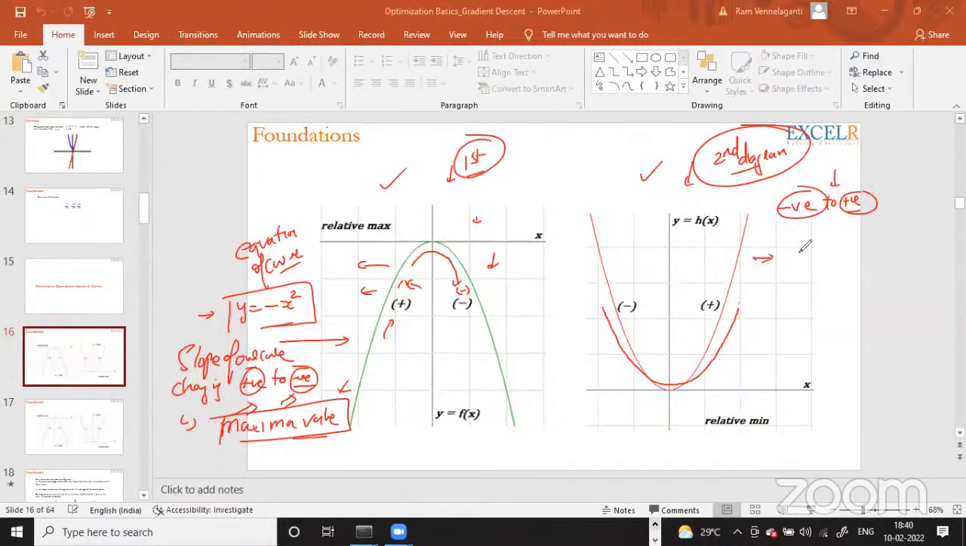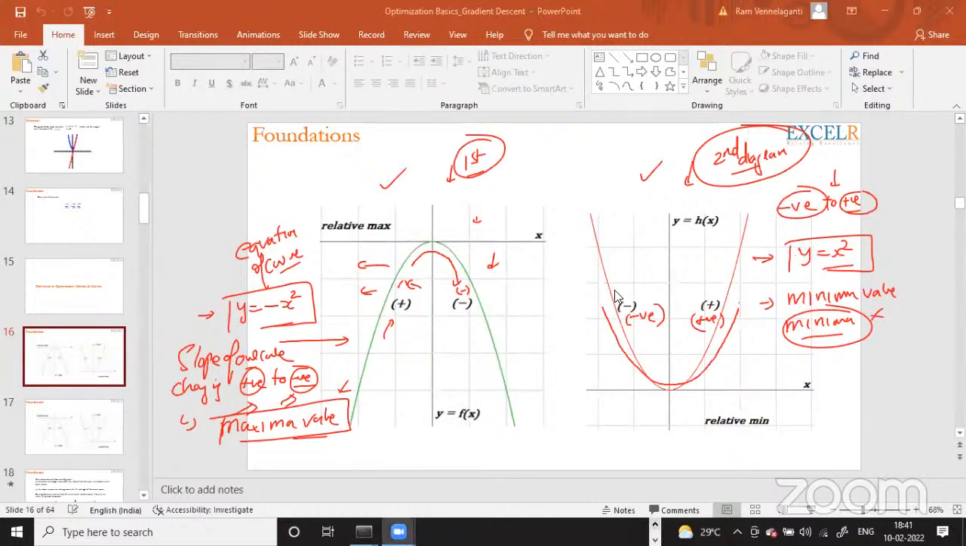What can be the equation of this curve? Y is equal to x square. It is an upward shaping parabola for us. So when my slope is changing from negative to positive, I can say that this kind of curve is going to have a minimum value, or it is going to have a minimum. So this is based on your slope change.